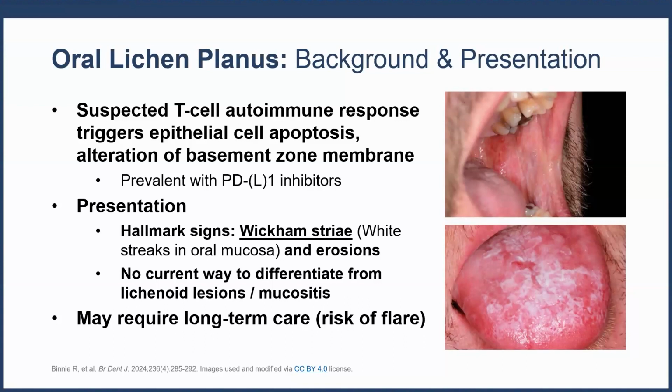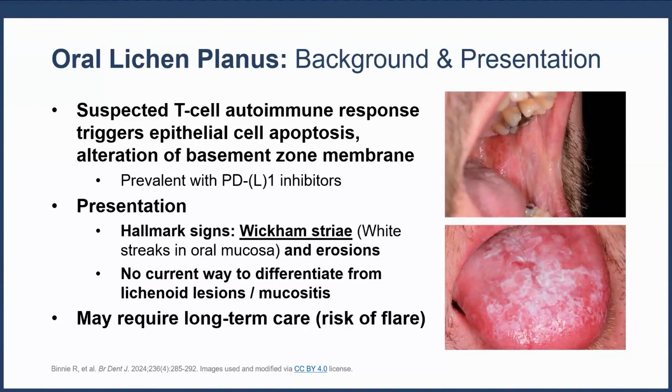And so one thing that we note with patients who experience this is that there are these striae, or branched striae, that are white streaks in the oral mucosa, and you can see them in the photos I have here, and erosions in that area as well. So the Wickham striae are the hallmark sign of lichen planus here. And this is a T-cell mediated attack of the basement membrane zone of the mucosa here.